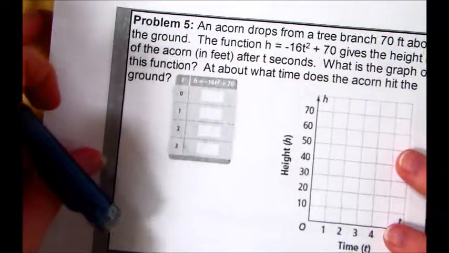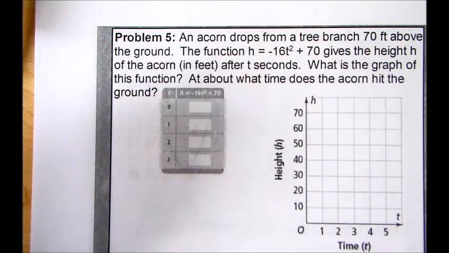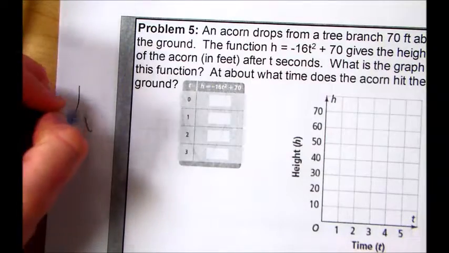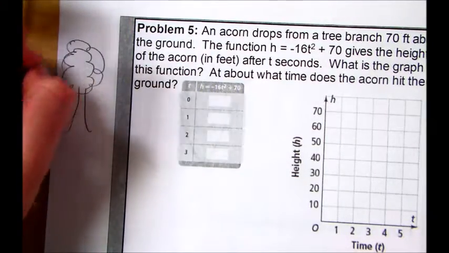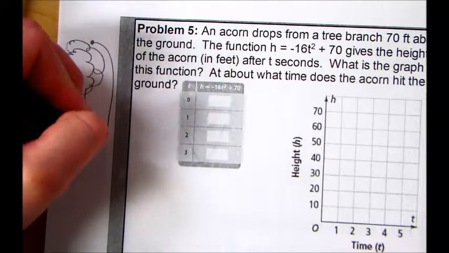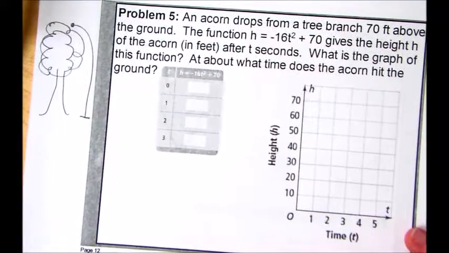All right. 2 more problems and we will be all done. Problem 5. An acorn drops from a tree that's 70 feet above the ground. So here, if you're a picture person, here's a beautiful tree. I'm a really good artist. Right? An acorn drops from a tree, whee, boom, and it hits the ground. Okay? And it's 70 feet when it starts.